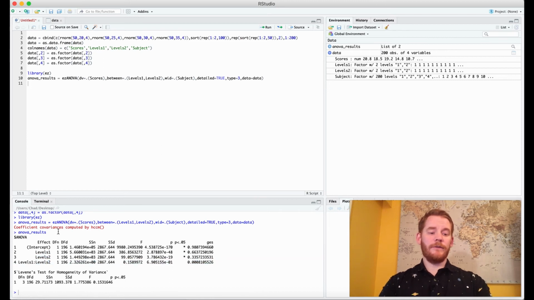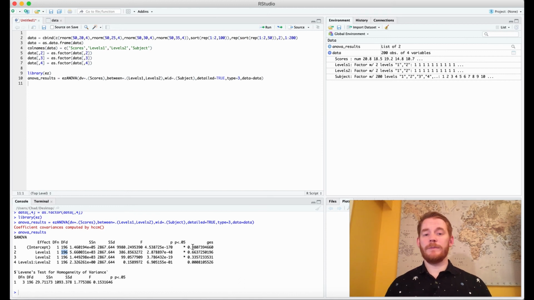We have degrees of freedom of our numerator, of our denominator, we have sums of squareds, we have our f values, we have our p values, and then we have our generalized eta squared. So if we go through this, our degrees of freedom makes sense because they're 1, because we have 2 levels in each condition. So k is 2 minus 1 is our degrees of freedom. And then we have our degrees of freedom of denominator of 196 because that's our total n minus our total number of levels. So we have 2 factors with 2 levels, which is 4 levels. So our 200 people minus 4.